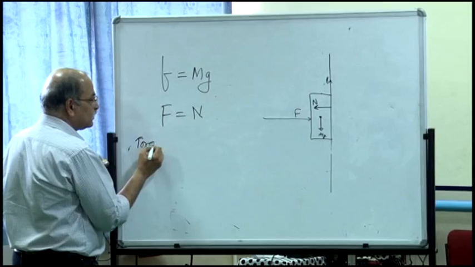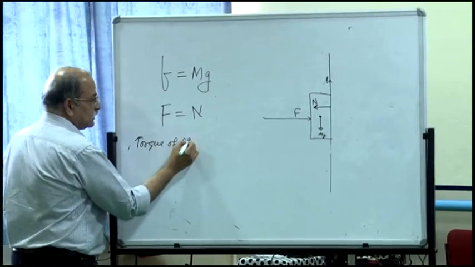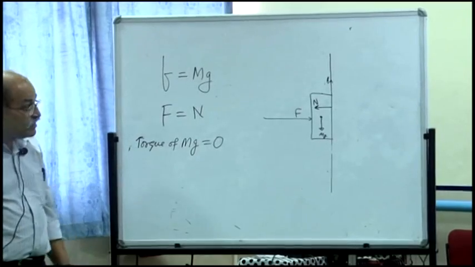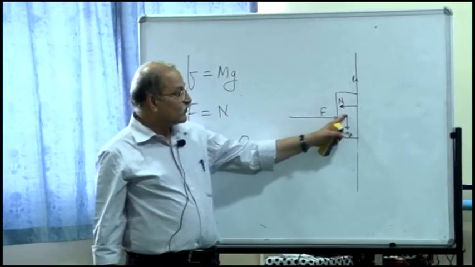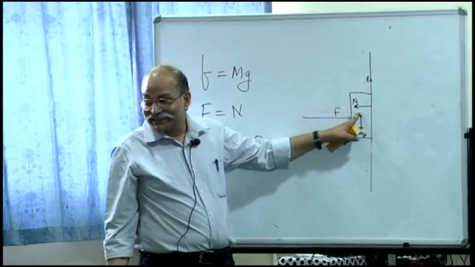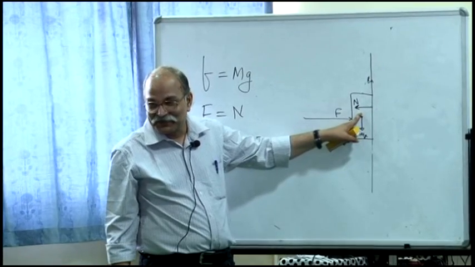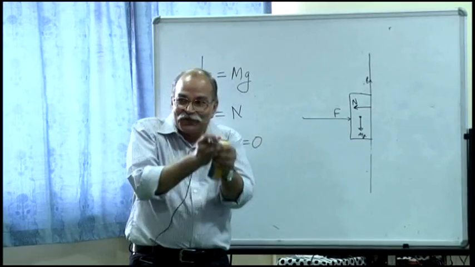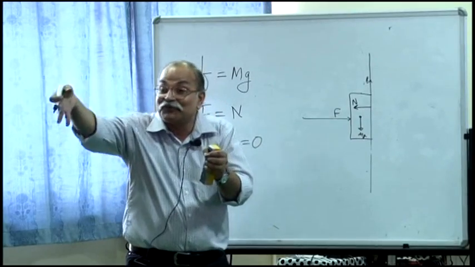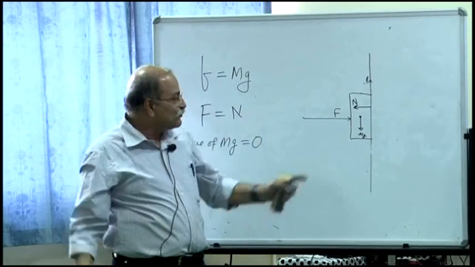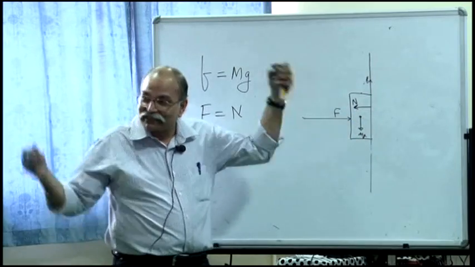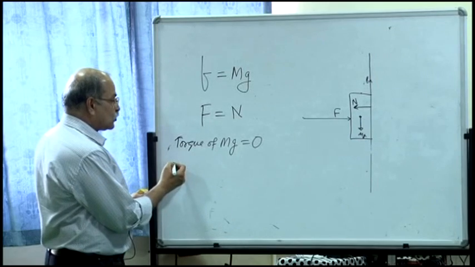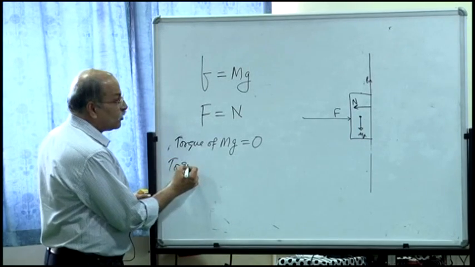Torque of mg equals 0. Why? It's right at the origin. The r vector itself is 0. R vector is the vector from the origin to the point where the force is acting, and this force is right at the origin itself. So r vector is 0, so this is 0.